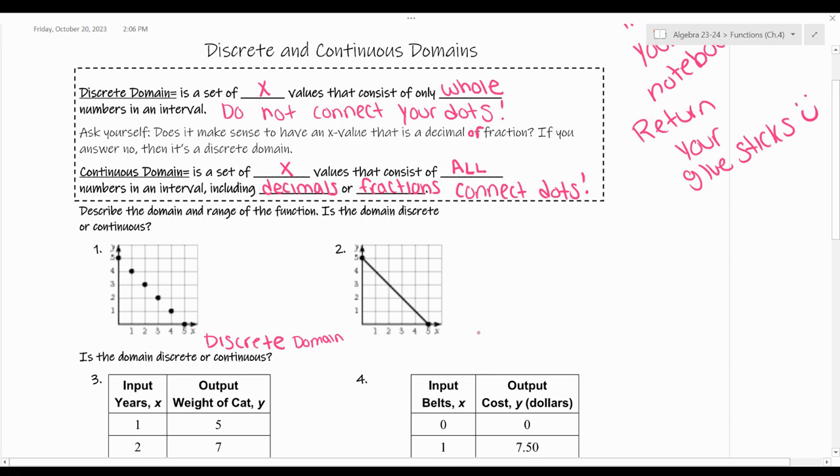And I am just going to quickly answer that on number 2 as well. On number 2, I see these two dots, one on the y-axis, one on the x-axis, but in between those two dots, it's just a smooth straight line. That means our dots were connected, which makes this a continuous domain.